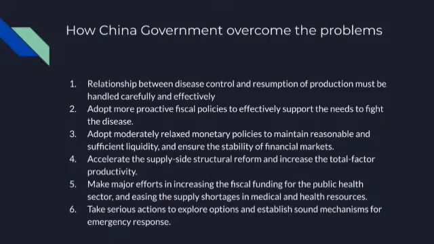Okay, next I'm going to present how the China government overcame the problem. Firstly, the relationship between disease control and resumption of production must be handled carefully and effectively. Presently, although there are many indications that the overall situation is stabilizing, the turning point is yet to come, and there is still a high level of daily increase of confirmed cases that demands continued high alertness. In the next few days, as we have pointed out early, the risk of further spread of the virus remains high as we approach the peak time of large-scale return of migrant workers.